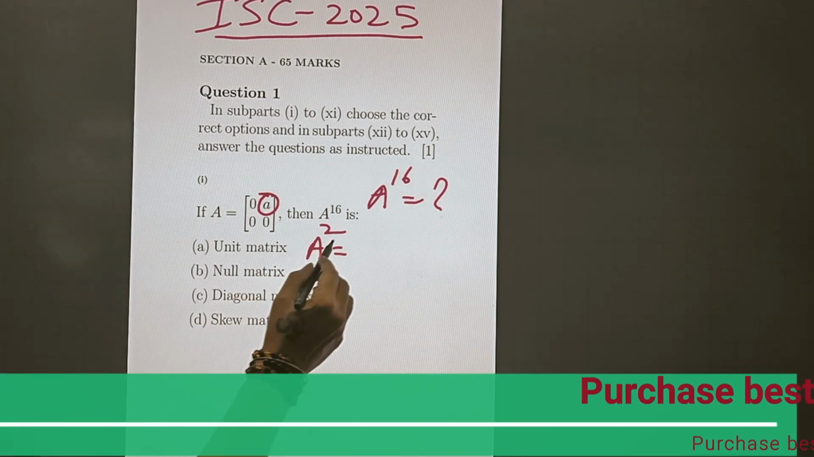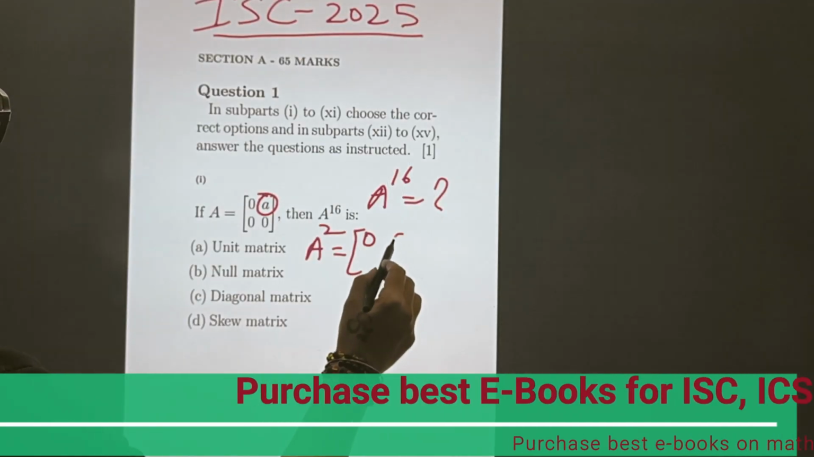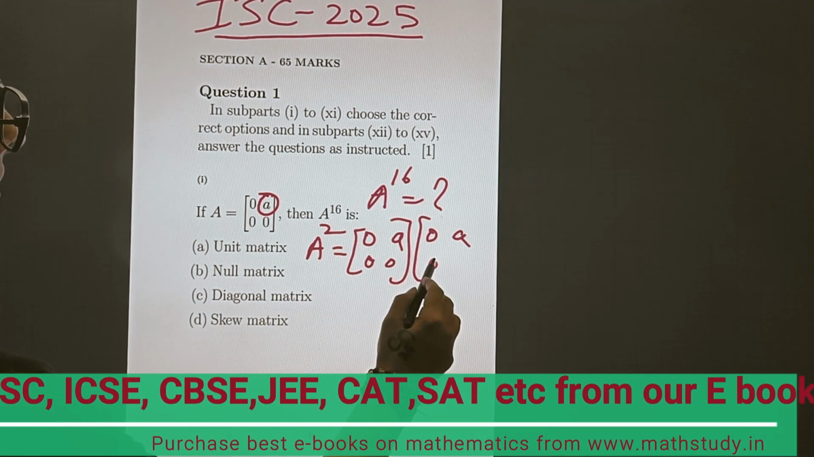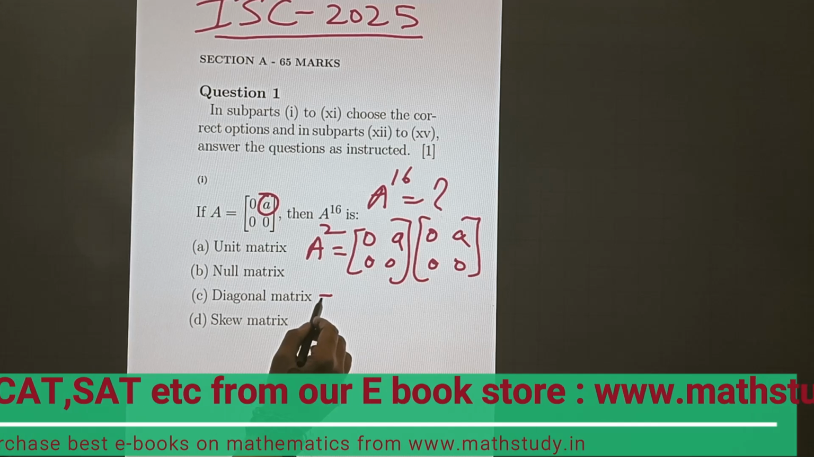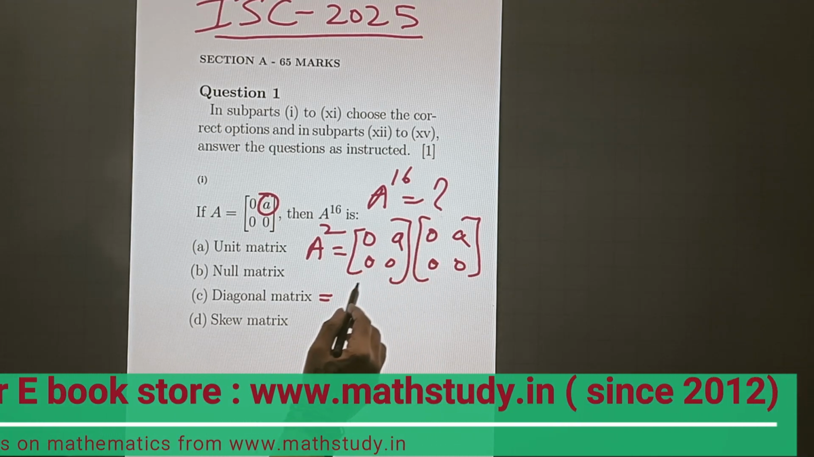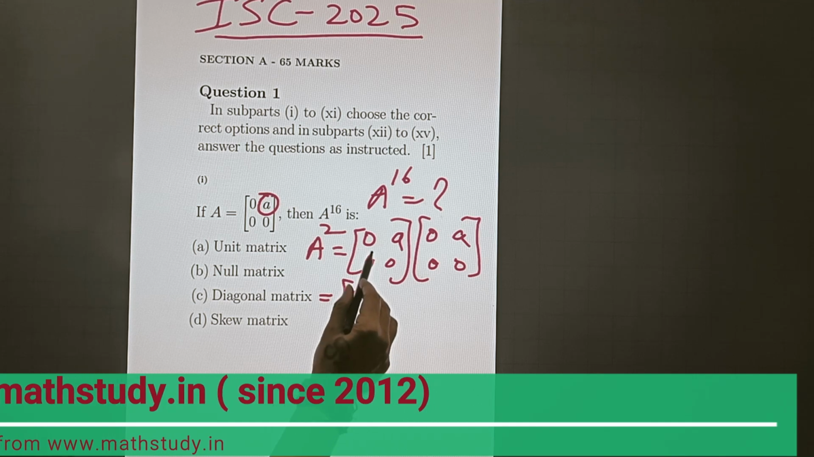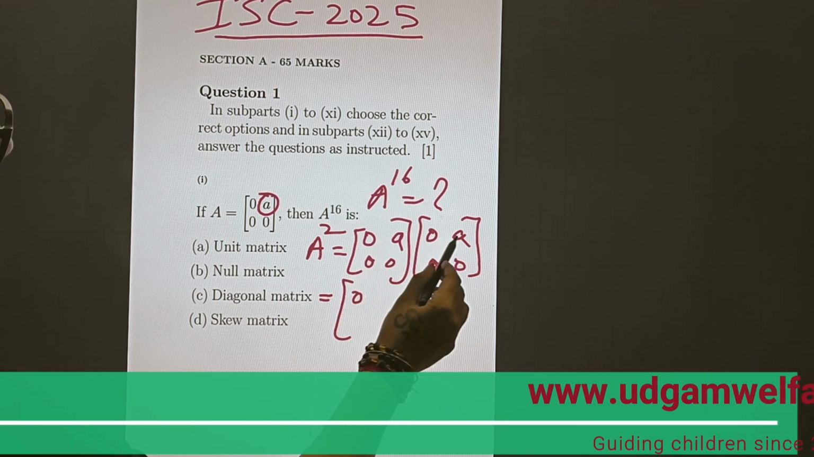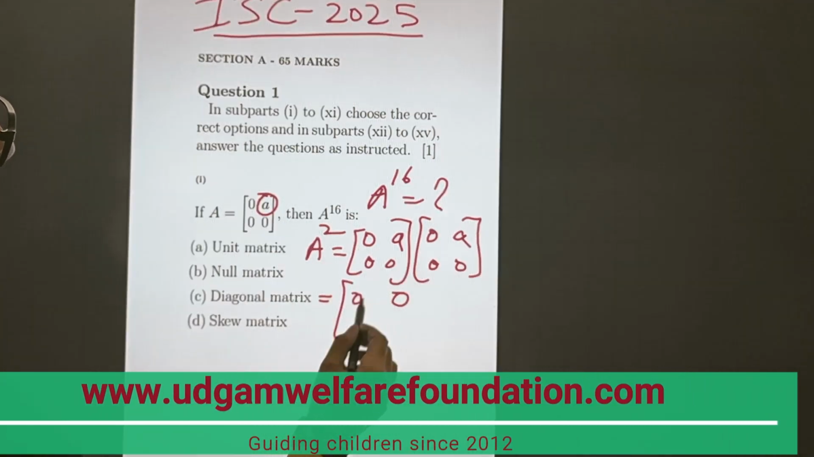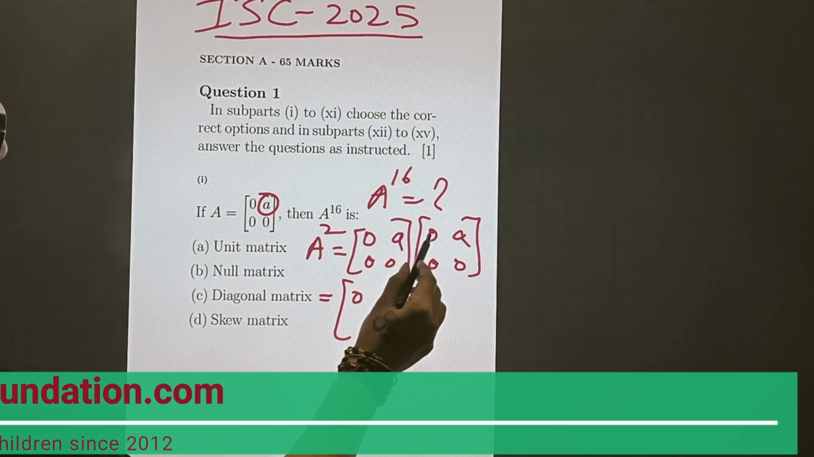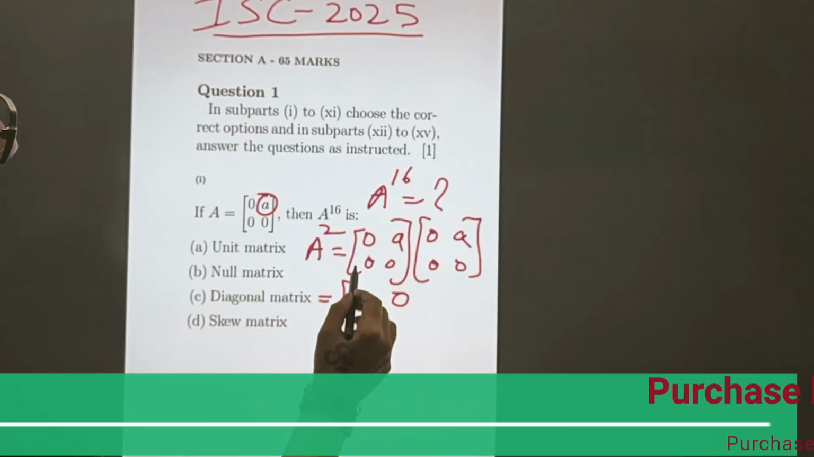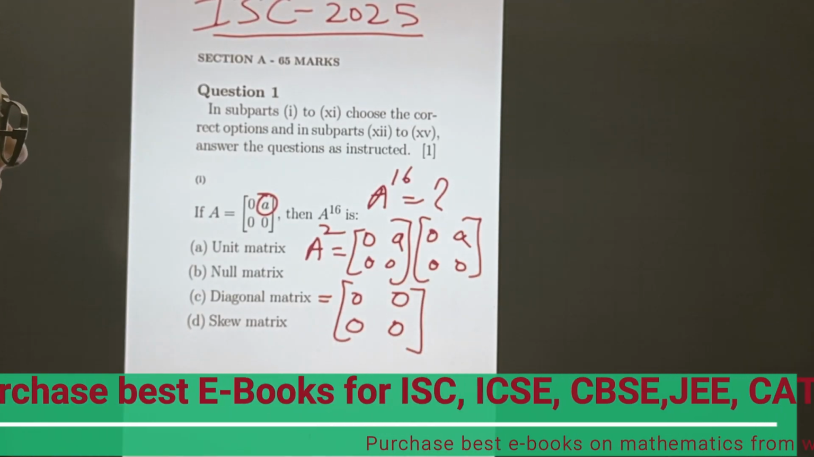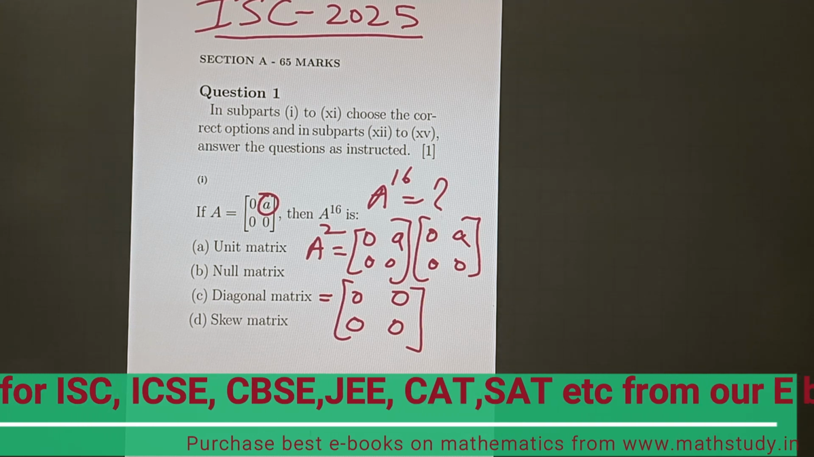So let's first expand this A square: 0 A 0 0, and we multiply this with again A. First row first column gives 0. First row second column gives 0 into A is 0, A into 0 is 0. Second row, 0 into 0, 0 into 0. Here again this row with this column, A into 0, again 0. So what we are getting here is a null matrix.